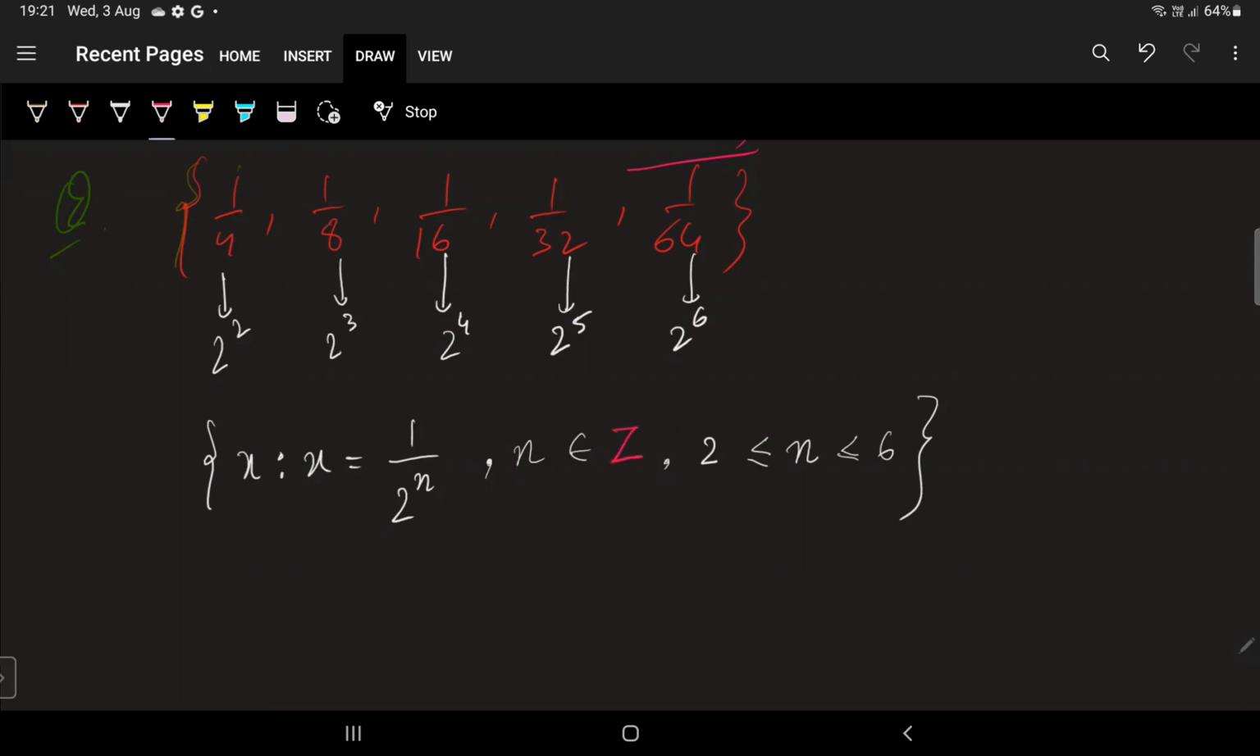Even if you are writing Z, that is also correct, because you are already defining n is greater than or equal to 2 and lesser than or equal to 6. 2 to the power of 6 is the maximum value it will take. You understood?